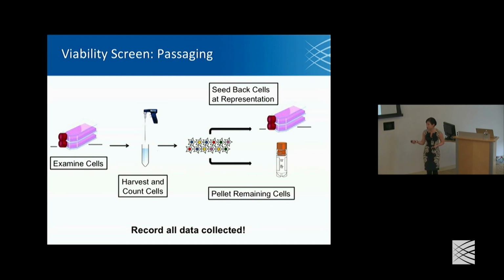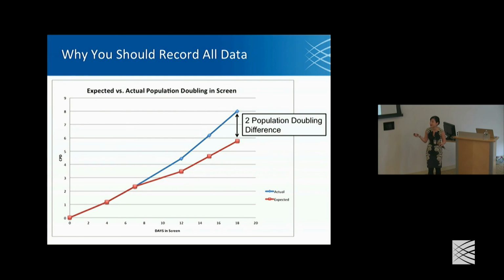You want to make sure you're recording all your data, and I can't emphasize that enough. By recording all your data, I mean you want to be writing down somewhere how many cells you got out for passage, how many cells you're seeding back, how many cells you pelleted, anything that you might notice that's a little bit funny or off. These are all a way to keep track of what's going on with your passage and if something is going wrong or not.